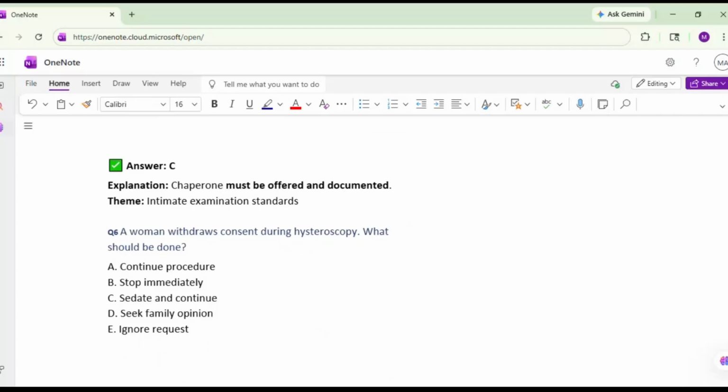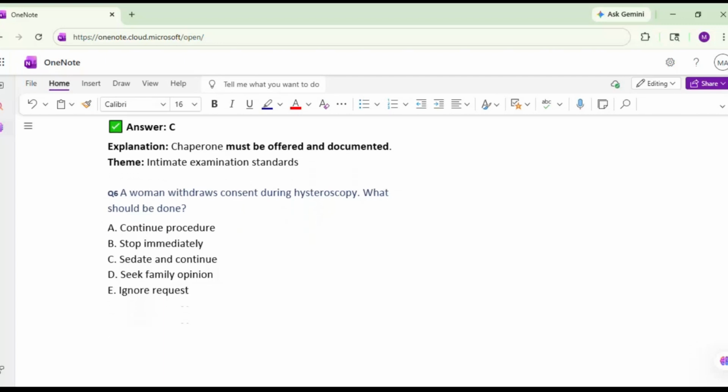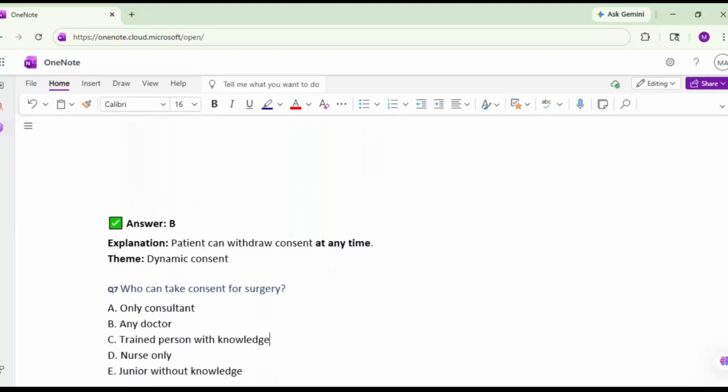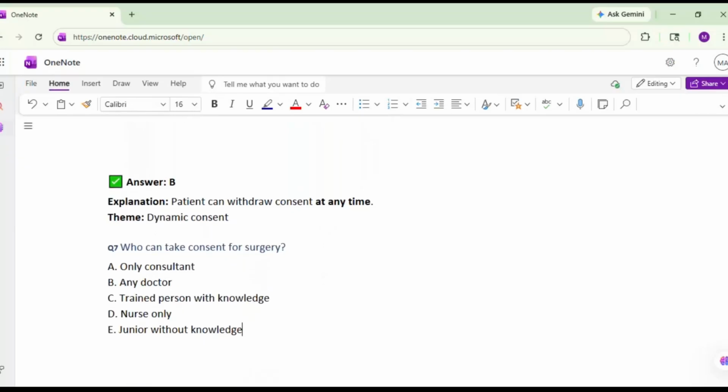A woman withdraws consent during hysteroscopy. What should be done? A. Continue the procedure, stop immediately, sedate and coordinate, seek family opinion, ignore requests. So it is B, stop immediately. Okay, the patient can withdraw consent at any time. So yes, consent is dynamic.